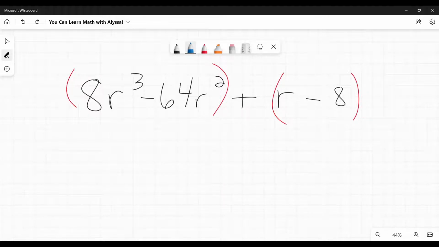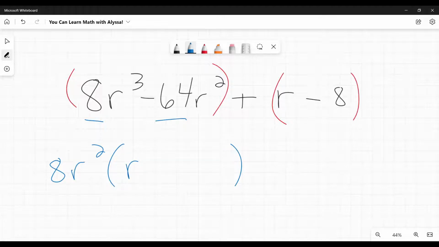On the left side, 8r cubed minus 64r squared. What goes into both of those? Well, the biggest common factor that goes into 8 and negative 64 is 8. So I'm going to pull that out. And the biggest common factor that goes into r cubed and r squared, again, it's always the smaller of the two, is r squared. And I'm going to pull that out. And what's left behind? 8r cubed divided by 8r squared leaves me 1r.